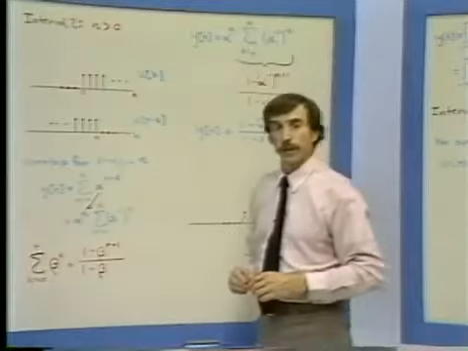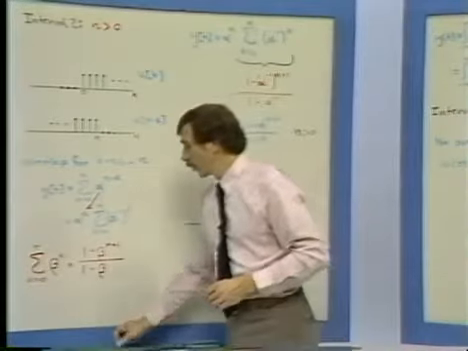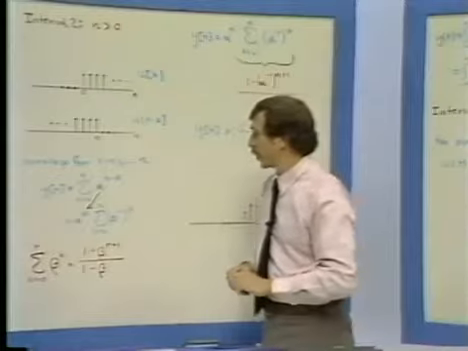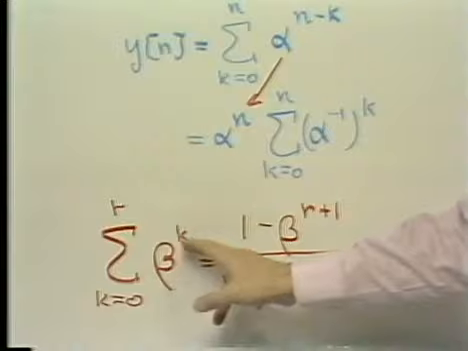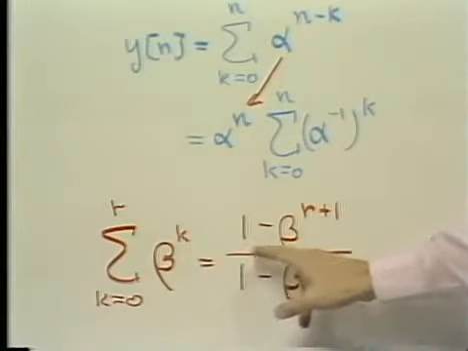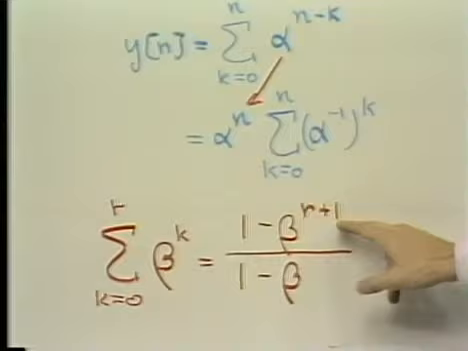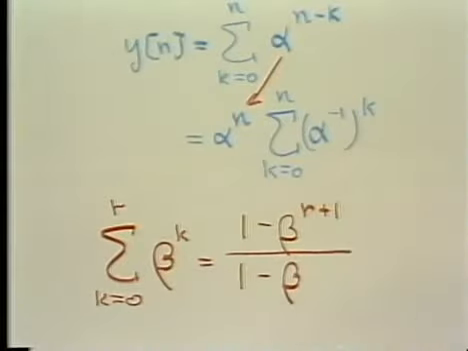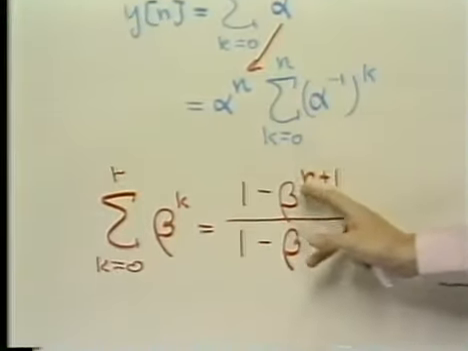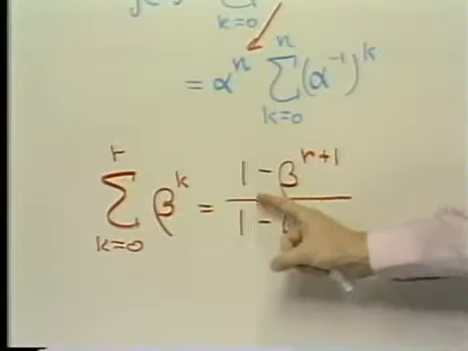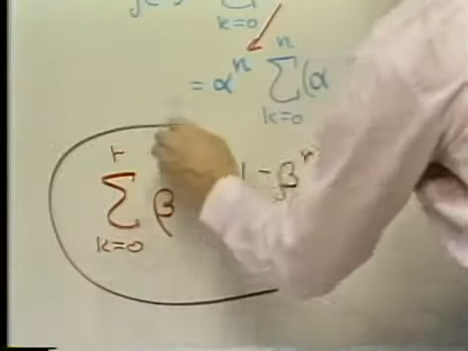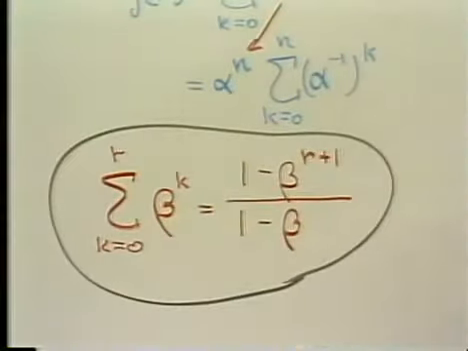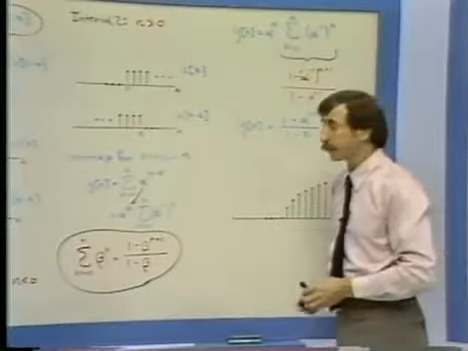And in particular, what the sum of a geometric series is is what I've indicated here. We have the sum from 0 to r of beta to the k, and it's 1 minus beta to the r plus 1. This is one more than the upper limit on the summation, and in the denominator is 1 minus beta. So this equation is important. There's no point in attempting to derive it. However you get to it, it's important to retain it.